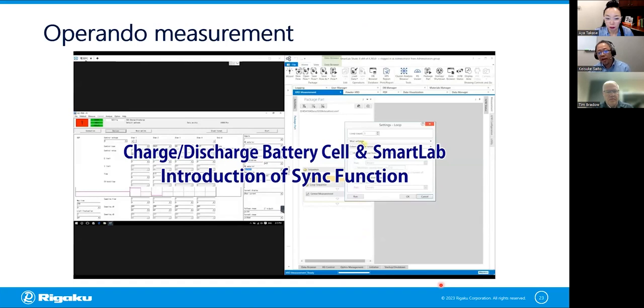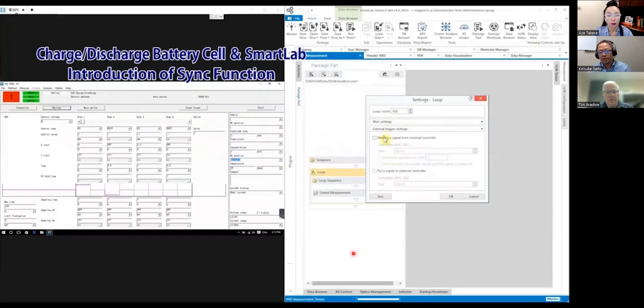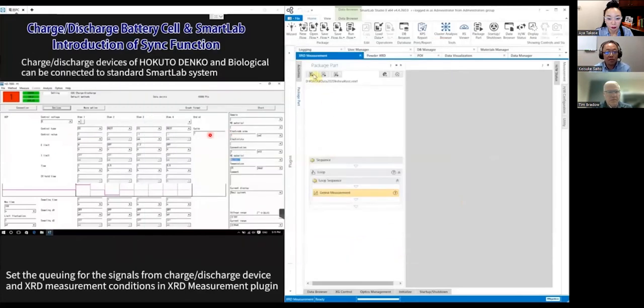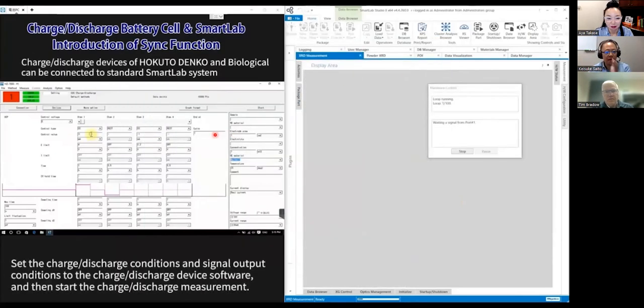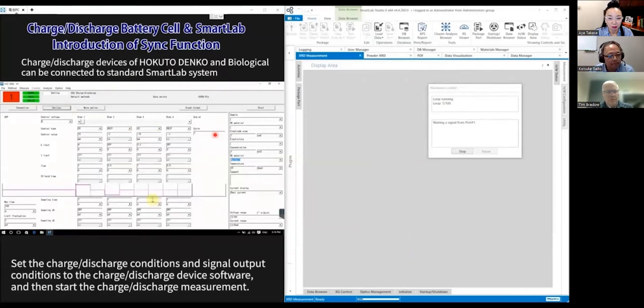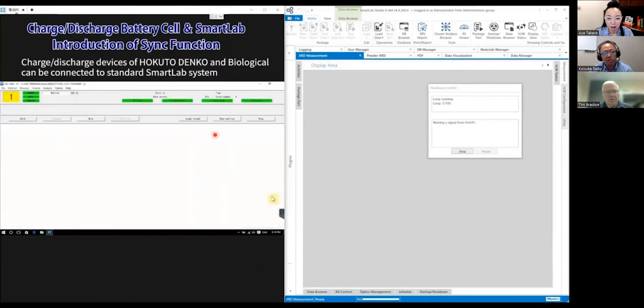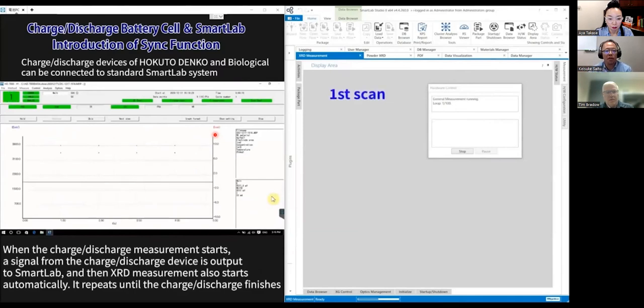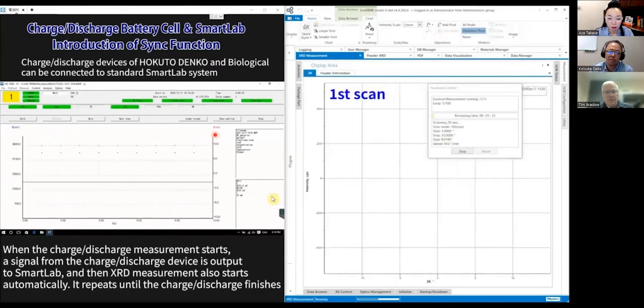So then I have another video. This is showing how you could synchronize between the potentiostat software, which is on the left-hand side, and the X-ray diffraction software, which is on the right-hand side. So let me start this. First of all, we are checking the status on the diffraction side. We defined a 5 to 35 degree scan range. Now we are defining the potentiostat measurement on the left-hand side, and now we started the potentiostat.